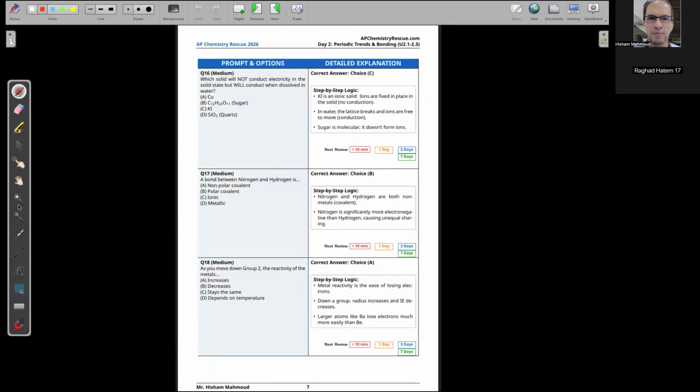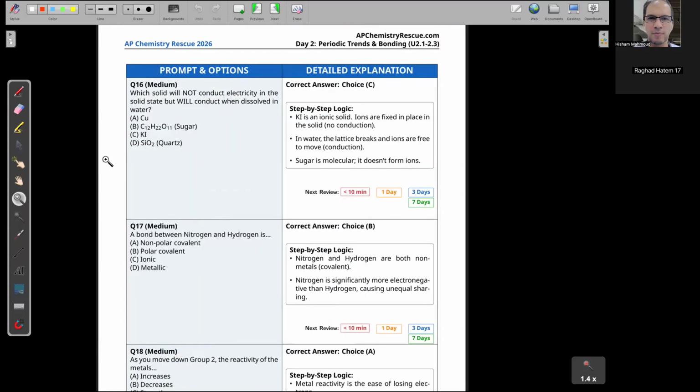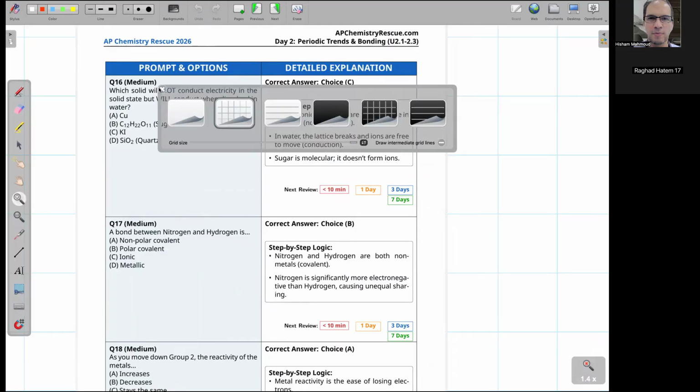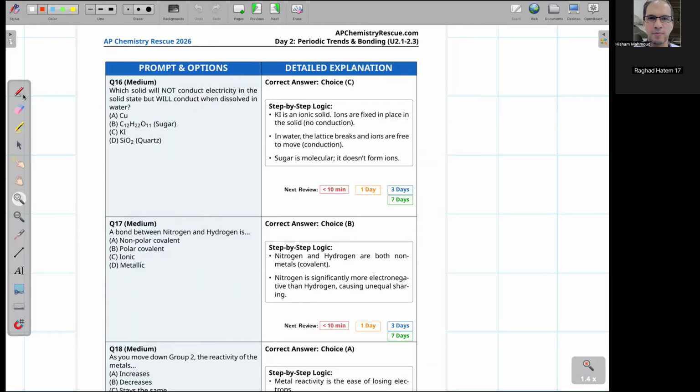Question number 16. Hopefully we can finish all the 20 questions today. Which solid will not conduct electricity in the solid state, but will conduct electricity when dissolved in water? We just explained this. It's KI, because KI is ionic, and we said that ionic compounds can conduct electricity in the molten form and in aqueous form.